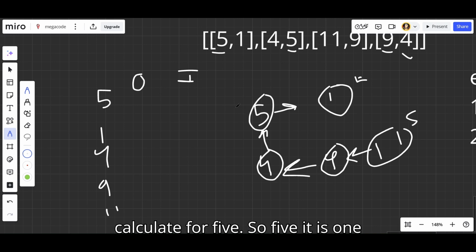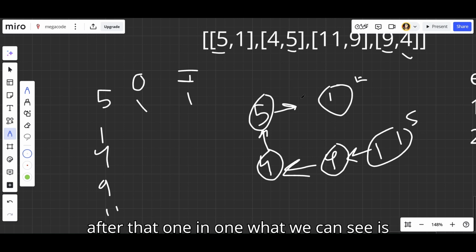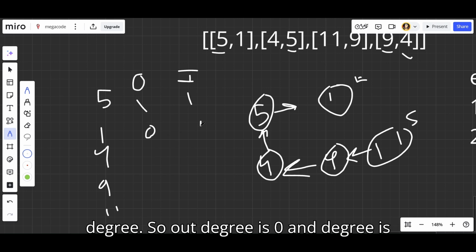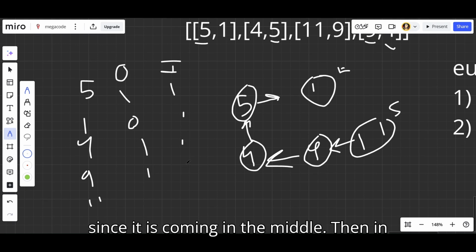So let me calculate for 5. For 5, it is 1 1, as you can see, it has both in and out at the same time. Then after that, node 1 only got 1 in degree and no out degree, so out degree is 0 and in degree is 1. Then in 4, it is 1 1, and in 9 it is also the same, it is 1 1 since it's coming in the middle.